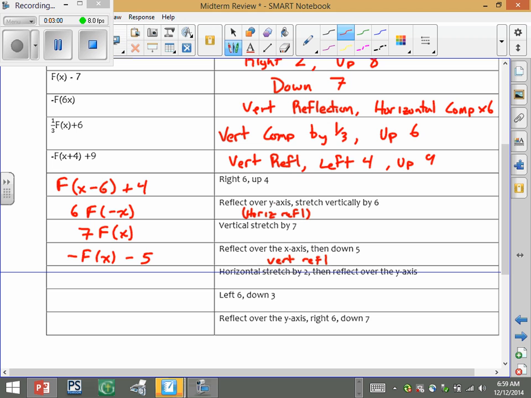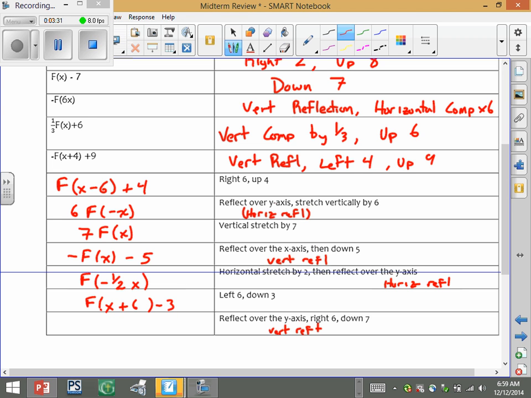Horizontal stretch by 2, then reflect over the y-axis. So that's a horizontal reflection. So to stretch it horizontally by 2, we actually need to do 1/2 on the inside. But not only that, we have the negative for the reflection. Left 6, down 3, so we've got the minus 3 on the outside. To go left 6, we need to say plus 6 on the inside.